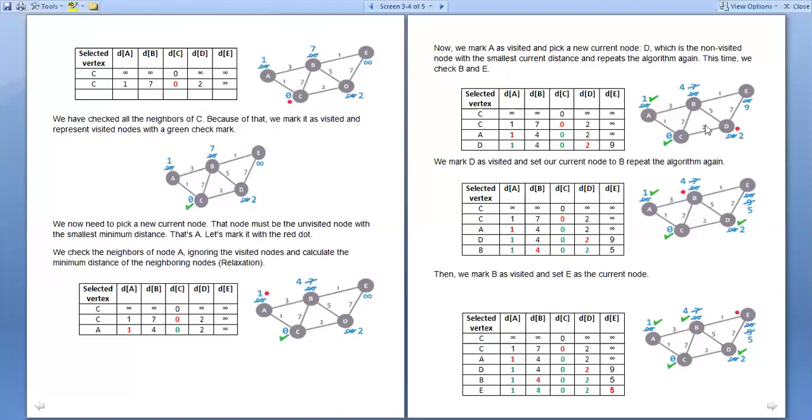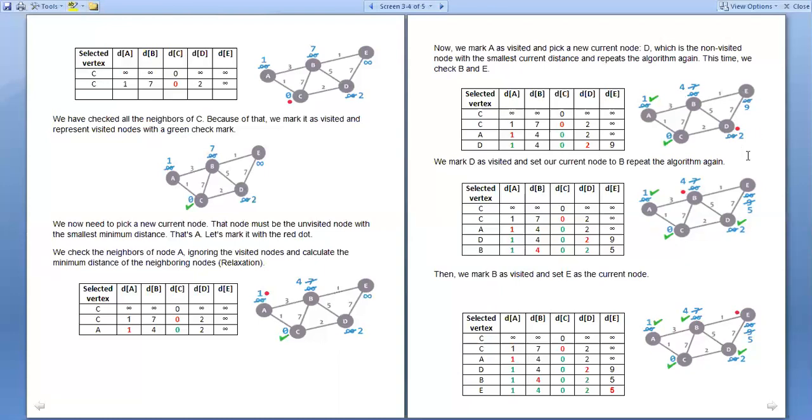Now what is the distance between B and D? This is 5, and the current value of B is 4. That means 5 plus 2 is 7, which is greater than 4, so B is not relaxed. For D to E, the cost of this edge is 7 and the initial value of E is infinity. So 7 plus 2 is 9, and 9 is less than infinity. So basically vertex D relaxes E.